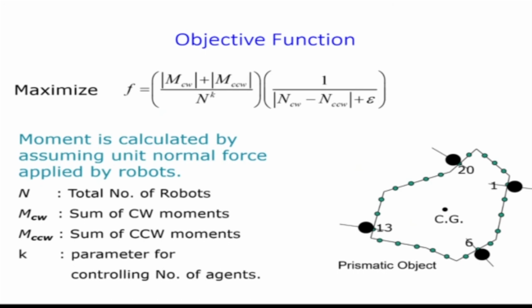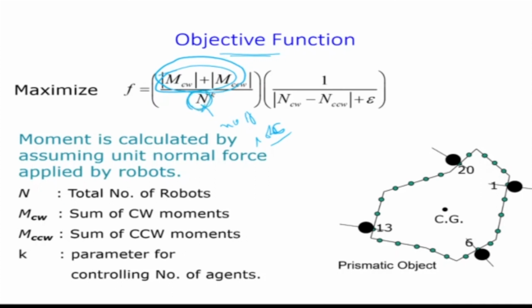If you want to do single objective optimization, we can still do single objective. In single objective optimization, what we have done is we have used clockwise moment plus anti-clockwise moment divided by n raised to k, where n is the number of robots. Suppose we are looking at a case where we don't know how many robots are required to capture the object. Then I say n is the number of robots. Now I want to minimize the number of robots used, and I want to also satisfy this objective function. Now this objective function is a sum of the moments here. Number of robots come in the denominator.